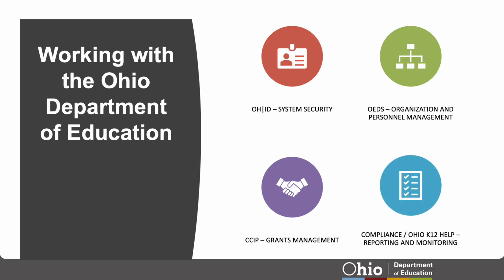In general, the compliance system is used by grantees to report progress and outcomes and provides ODE a consistent method for monitoring grantees across the agency. For the Broadband Ohio Connectivity Grant, however, ODE plans to use the Ohio K-12 Help Portal to collect information, including purchase and usage information. Let's go over each of these systems in more detail.